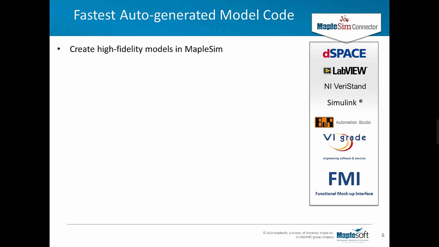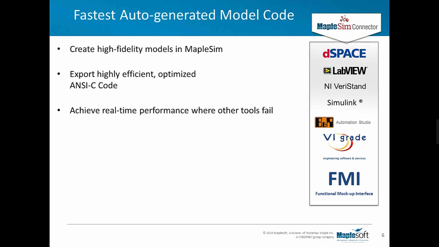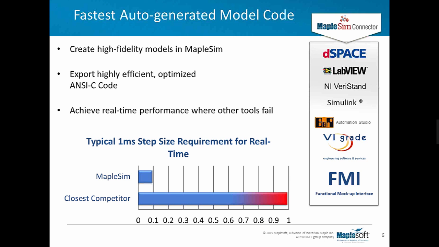So as I mentioned, because of the technology that we are using to generate those equations, optimize them, and get to the code, we create high fidelity models in MapleSim, but we create highly efficient, optimized ANSI C code from them. And this ANSI C code, because of the multi-level symbolic optimization that goes through it, would enable our users to perform real-time applications.